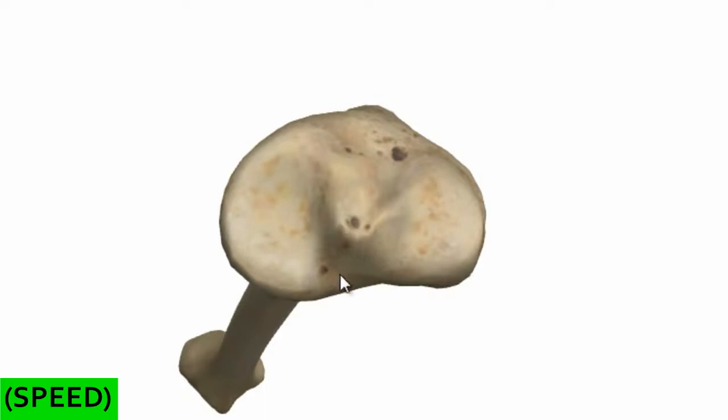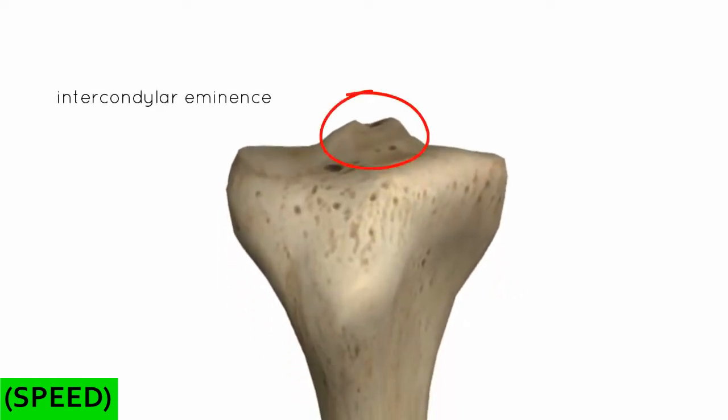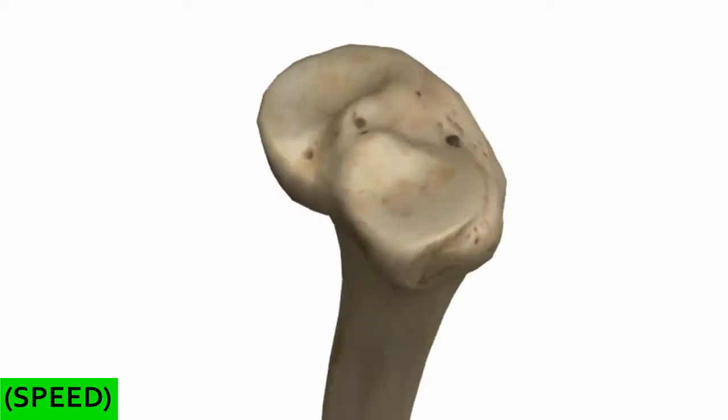This whole superior surface is referred to as the tibial plateau. It consists of the articular surfaces of the tibial condyles and this intercondylar region. If I rotate the model around a little bit, you can see there's this eminence, this protuberance of bone. This is the intercondylar eminence, and laterally we've got the lateral intercondylar tubercle, and medially the medial intercondylar tubercle.